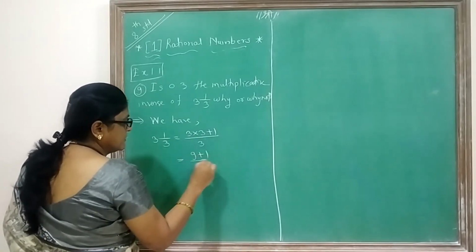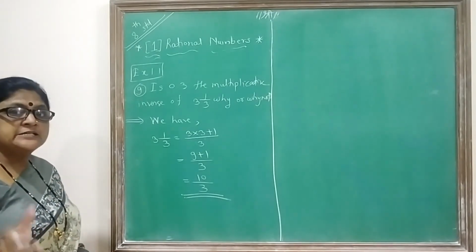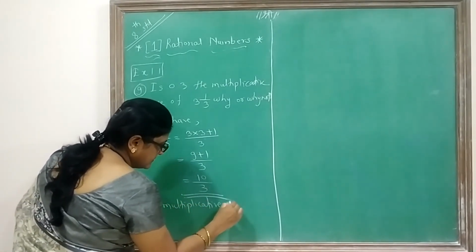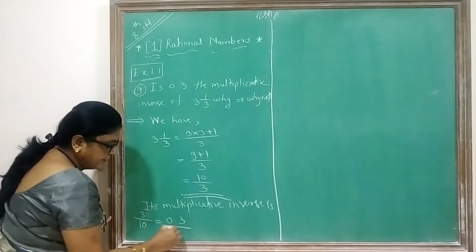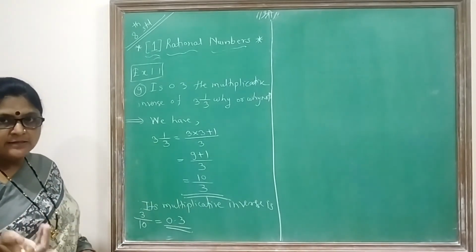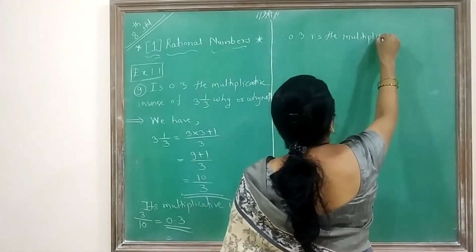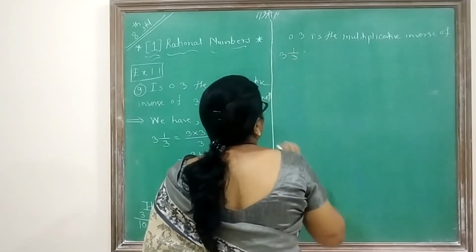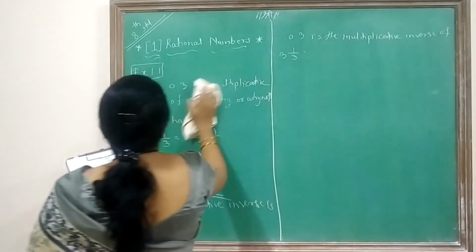3 threes are 9, plus 1, divided by 3, then you will get 10 by 3. Means its p upon q form is 10 by 3. And then you will write its multiplicative inverse. Its multiplicative inverse is 3 by 10, and it is also 0.3. Means this sentence is true: 0.3 is the multiplicative inverse of 3 1 by 3, and this is your correct answer.